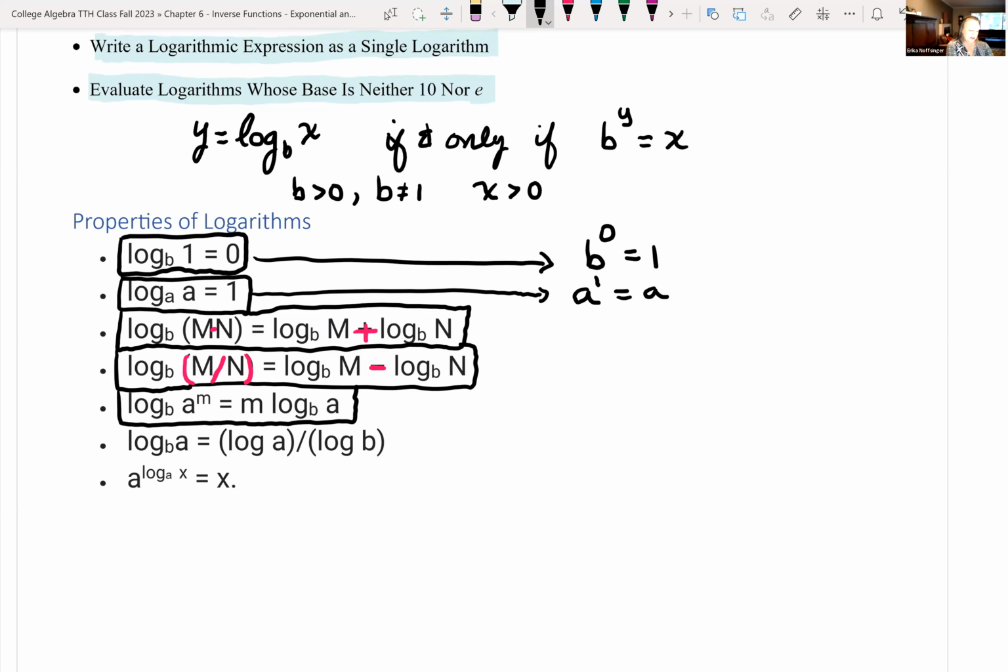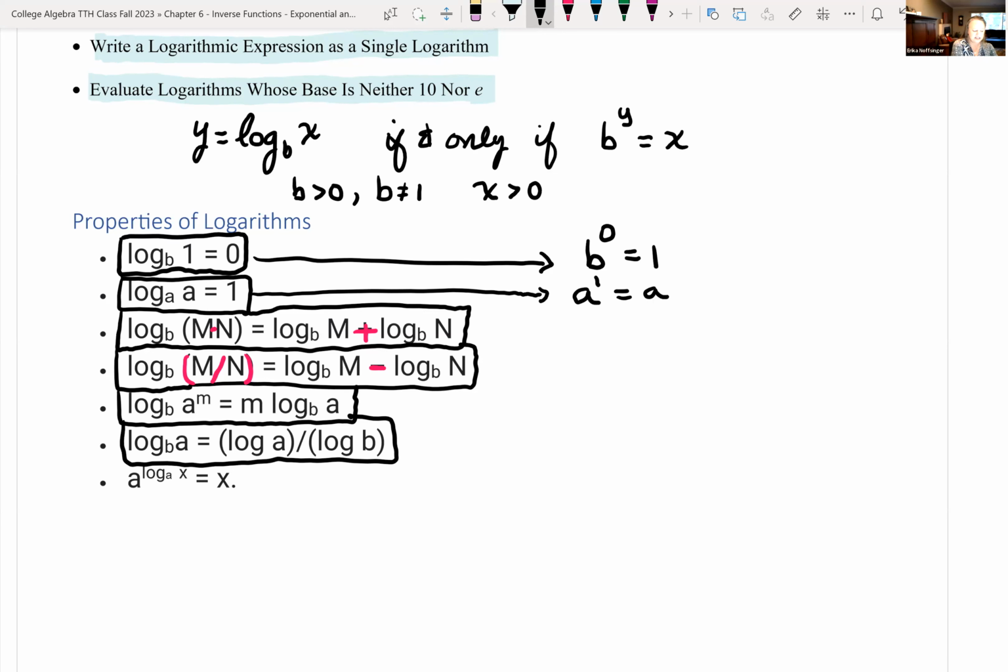And then we have the following. If we have log base b of a, that is equal to log of a divided by log of b. So this is actually the change of base formula. And we'll talk about that again in a little bit.